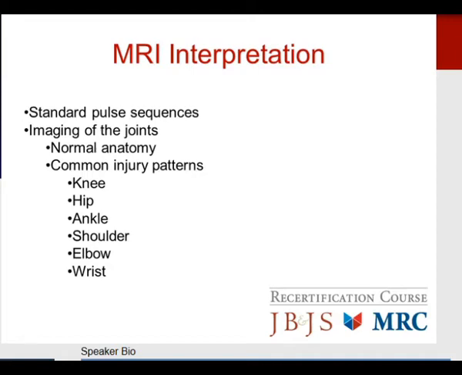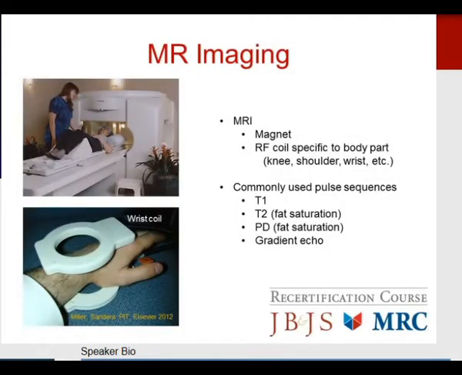And the main purpose of this talk is to cover some of the standard pulse sequences that we use in MR interpretation. And we'll also look at the various joints. We'll look at the normal anatomy and the common injury patterns that occur in these joints, which is going to be important for you to understand to be successful on the test. So we'll talk about the standard pulse sequences that are used with MR imaging, and then we'll go through joint by joint, starting with the lower extremity, and then move into the upper extremity, specifically looking at the normal MR anatomic appearance and the injury patterns that occur.